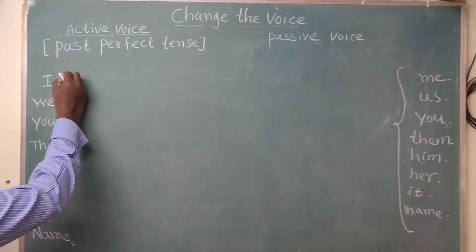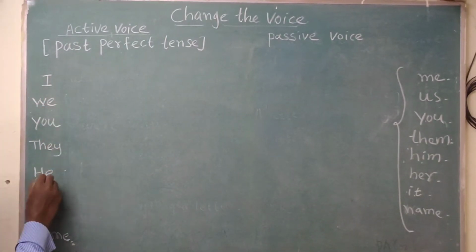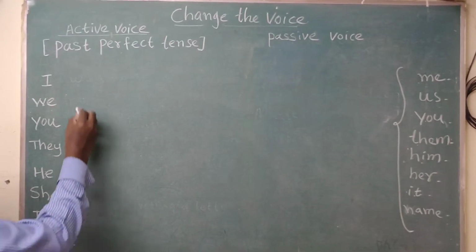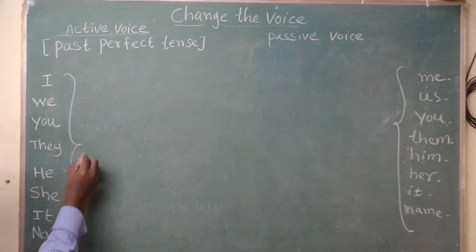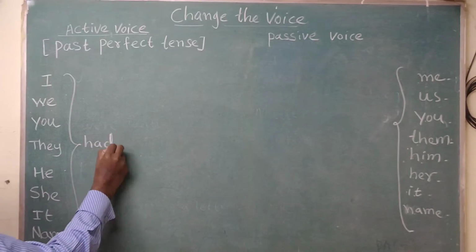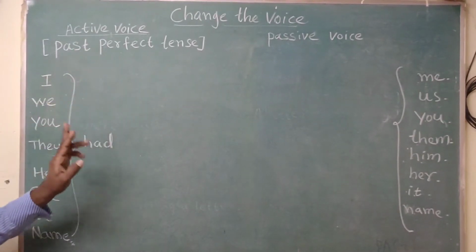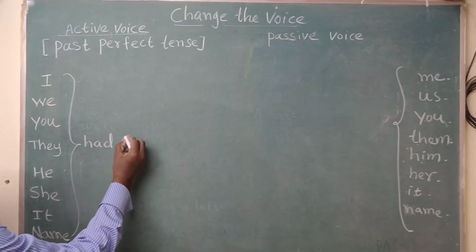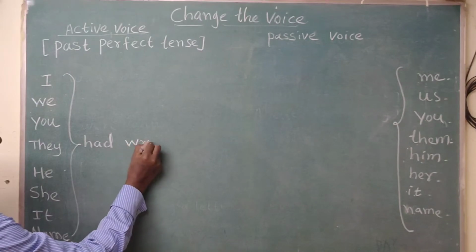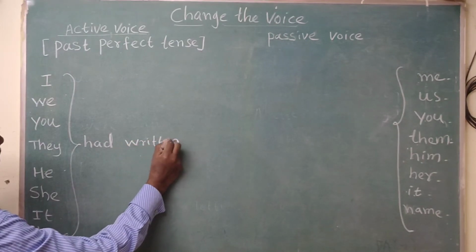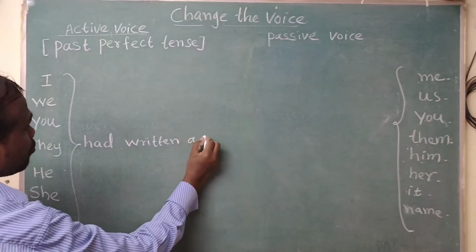We know that with I, we, you, they, he, she, it, or a name, we use had as a helping verb in the past perfect tense. Then after had we have to use the third form of the verb. Here we'll use written. Then a suitable object, a letter.